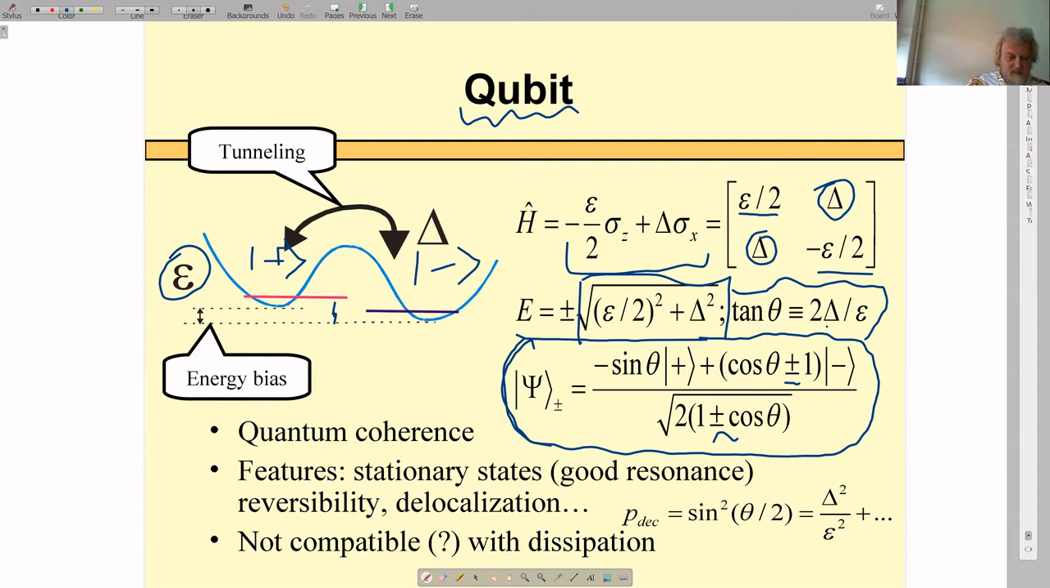So this quantum coherence to eigenfunctions, eigenstates, if you would apply some microwaves, whatever, we will have good resonance between these two states. And also the states tend to be delocalized, right? One can go to the lowest.